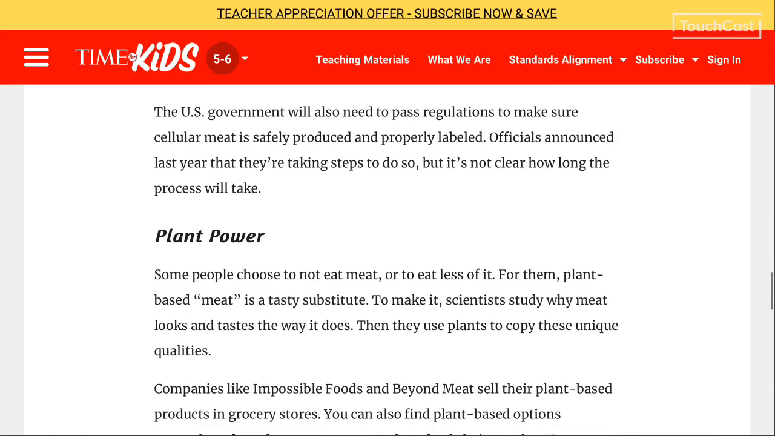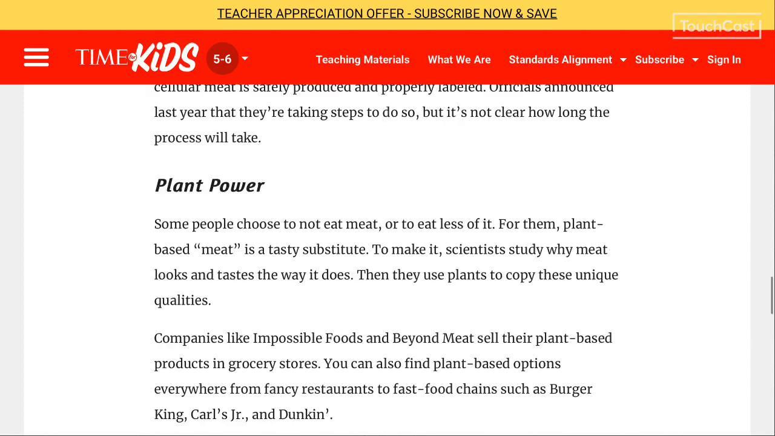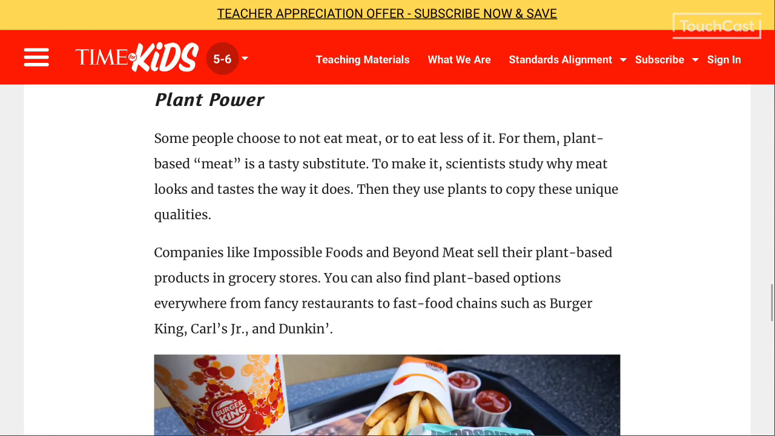The US government will also need to pass regulations to make sure cellular meat is safely produced and properly labelled. Officials announced last year that they're taking steps to do so, but it's not clear how long the process will take. Plant power. Some people choose to not eat meat or to eat less of it. For them, plant-based meat is a tasty substitute. To make it, scientists study why meat looks and tastes the way it does. Then, they use plants to copy these unique qualities.